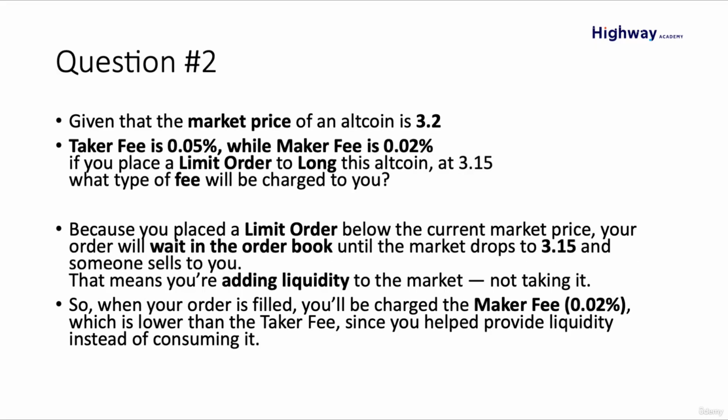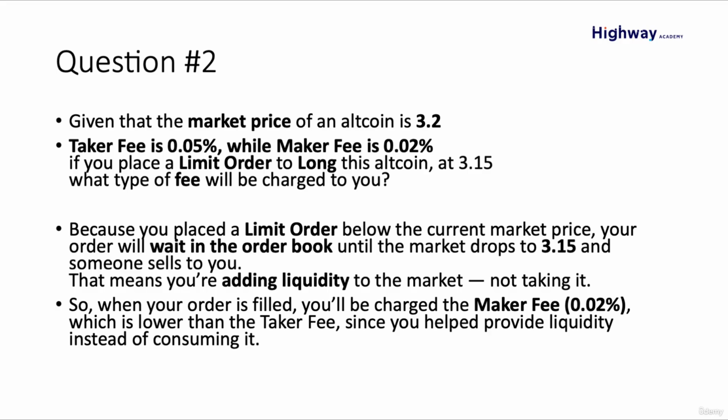Let's look at the second question. Given that the market price of an altcoin is 3.2 USDT and the taker fee is 0.05%, while the maker fee is 0.02%, if you place a limit order to long this altcoin at 3.15, what type of fee will be charged to you? You can pause this video to think about it.